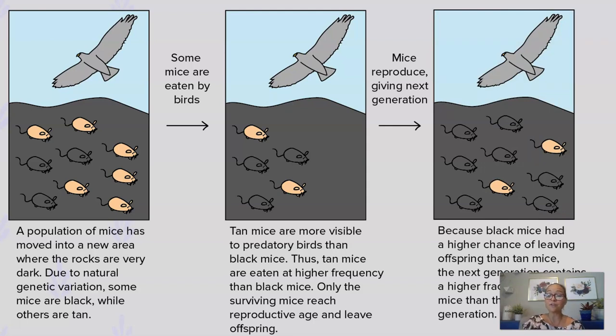So the survivors are the ones who reproduce. And you can see in that next generation, there's a greater amount of dark or black mice compared to tan. So that population has changed over time. It has more dark phenotypes compared to light phenotypes. So it's a changing population, or an evolving population.